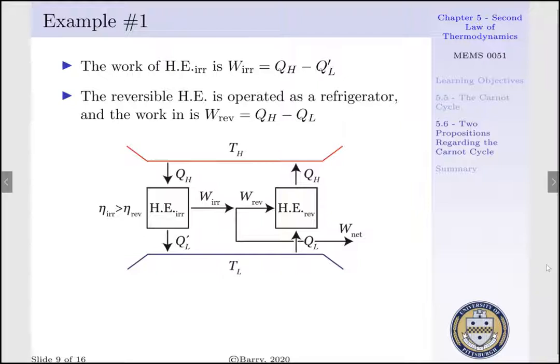Now, the work of our irreversible heat engine, W sub IRR, is equal to the difference of our heat input and heat output. That is, W sub IRR is equal to QH minus QL prime. Our reversible heat engine, being operated as a refrigerator, requires a work input based upon the quantity QH minus QL. We see the work of our irreversible heat engine is going to provide power to our reversible heat engine.